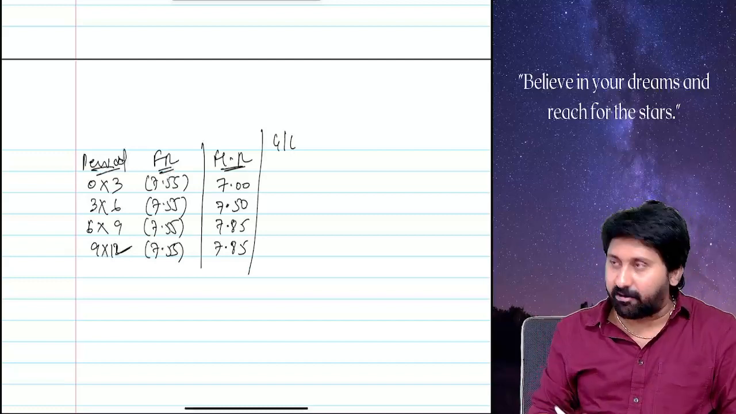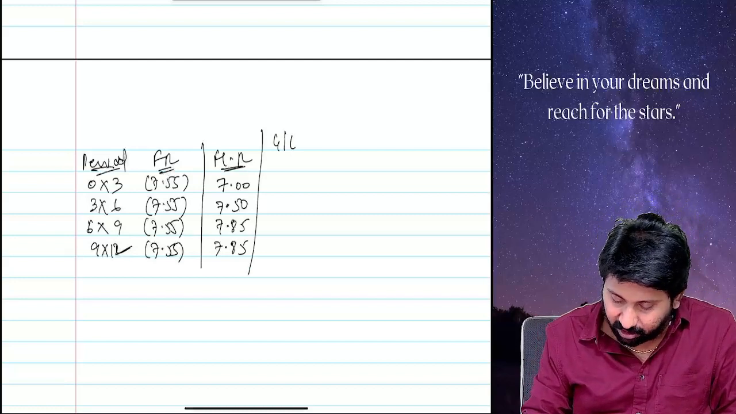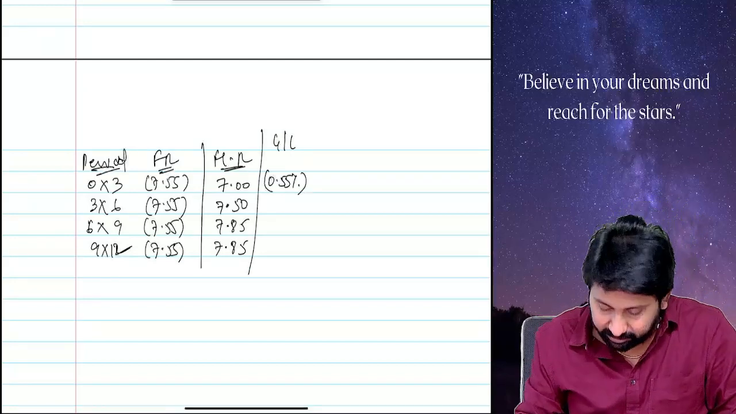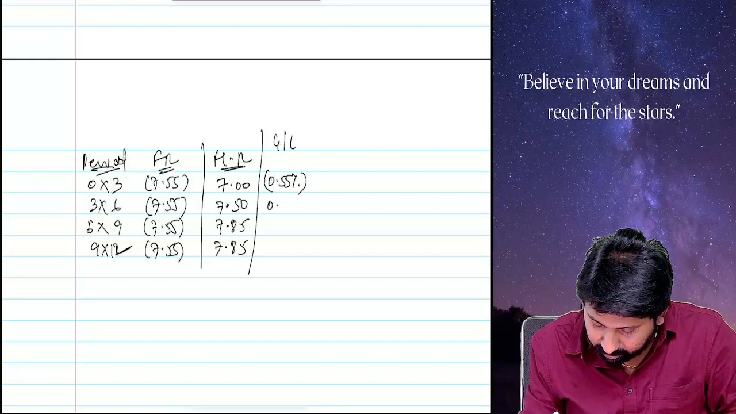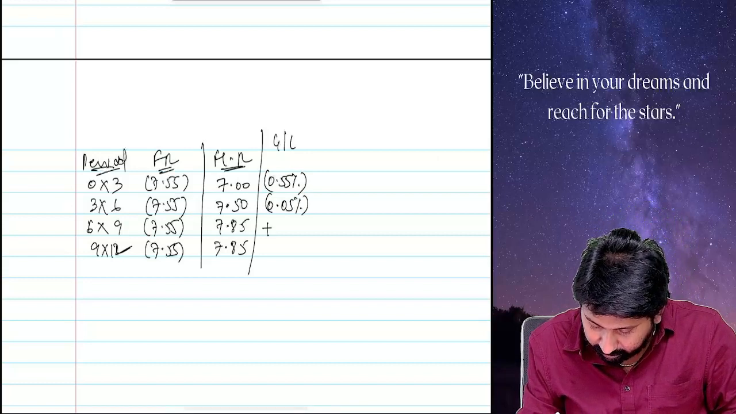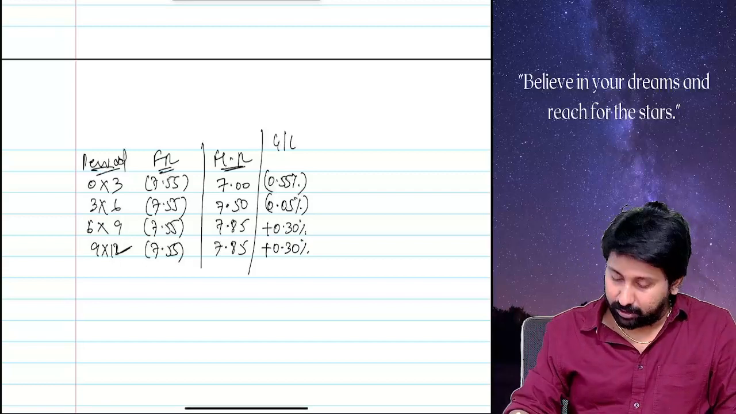If I start at 7.55 as per the agreement, tell me, loss or gain? Loss. How much loss? 0.55. As a percentage loss. Next. 0.05 loss. Next. Gain of 0.3%. Next. Gain of 0.3. Correct?